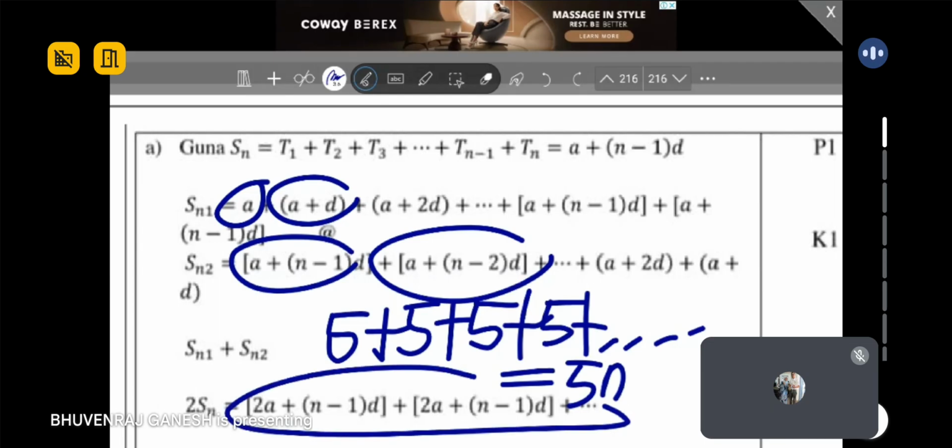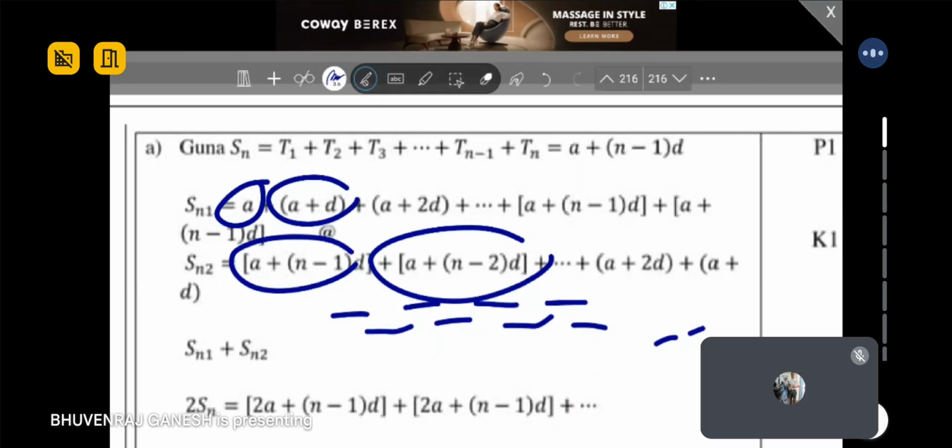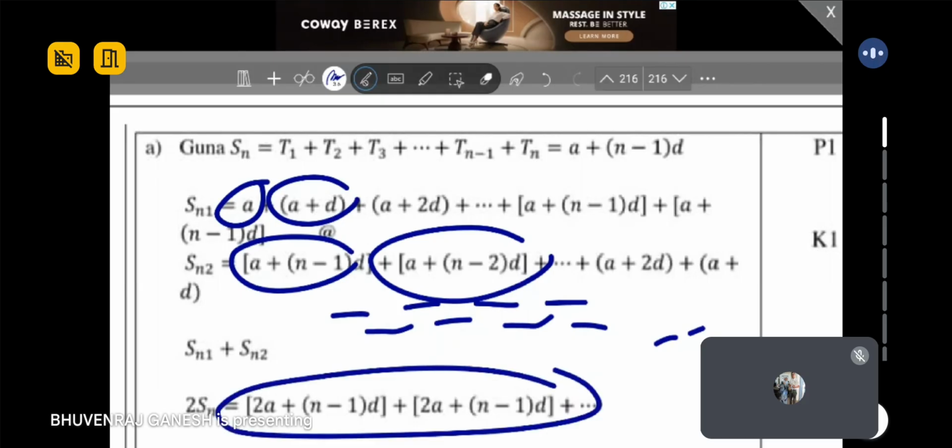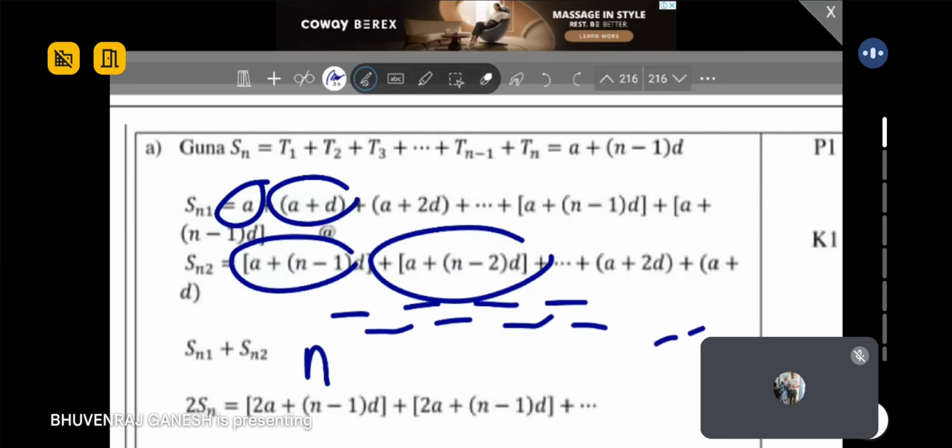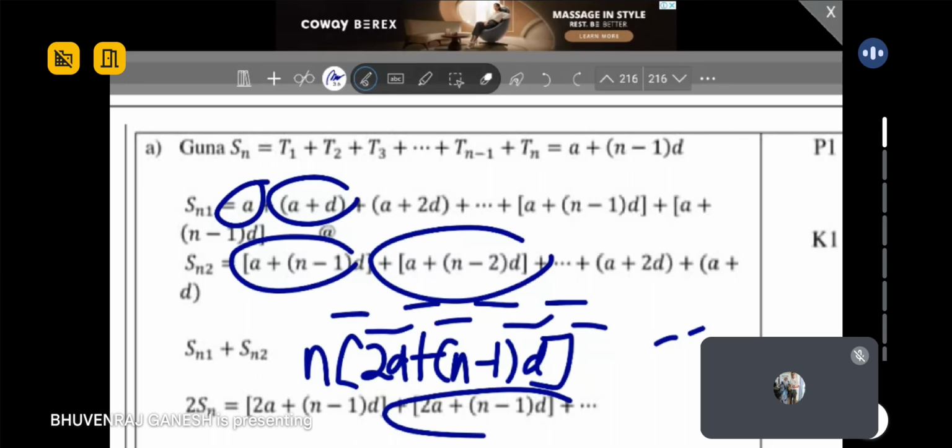Same concept for this one. Okay, dia nampak kompleks saja. It just look very complex. But you can write n times 2a plus n minus 1d. Betul? Make sense, right? Sebab kita tak tahu berapa kali kita ada sebutan yang ni. We don't know how many times we have this term. So when you refer to how many times, you will write n. Okay, bilangan kali tu merujuk kepada simbol n.